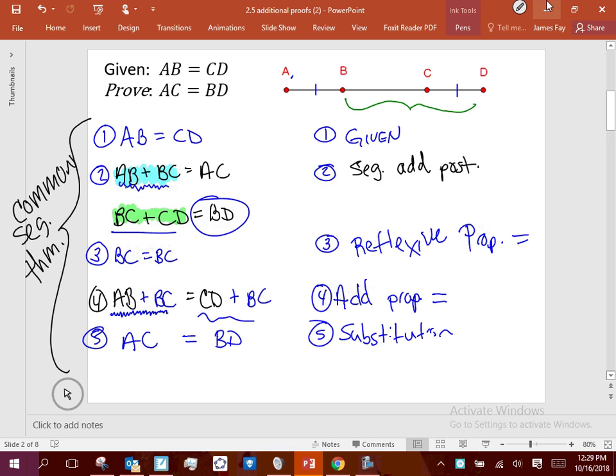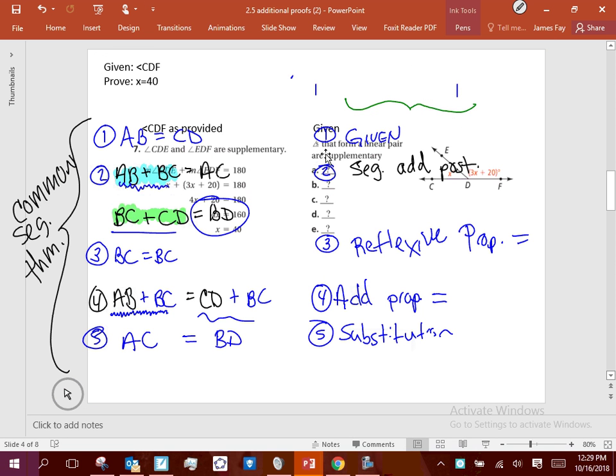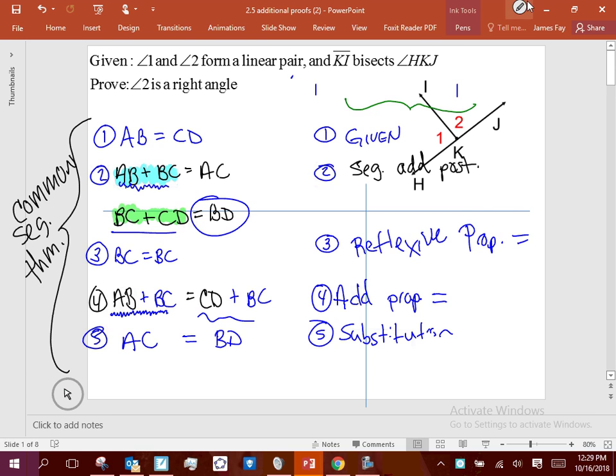All right, so that's the common segment, and again, that's kind of the version that we're going to use the most, where we're using that additive property, okay, instead of the subtraction one that we did yesterday. But they're both referred to as a common segment here. All right, let's do this one.